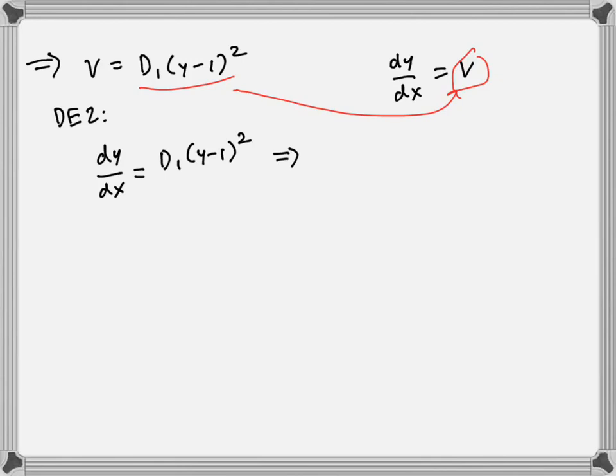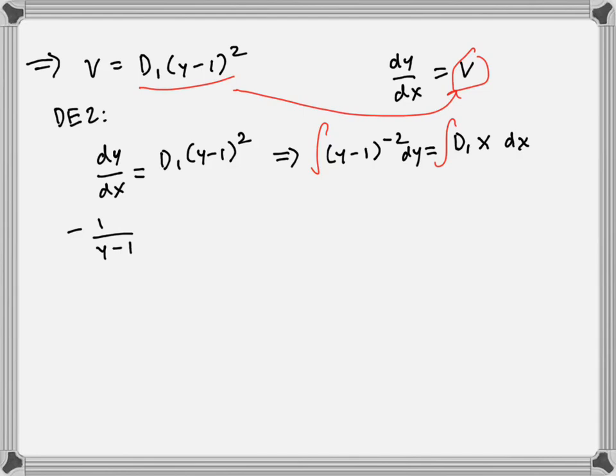This is actually separable, but be careful, the y's have to go to the left, so I can write it this way. (y minus 1) to the negative 2 is going to equal d1 x. So I'm going to write this with a dy, and this with a dx, and then I can integrate both sides. How do you integrate the left side? That's just (y minus 1) to the negative 1 over negative 1. So that's negative 1 over (y minus 1).